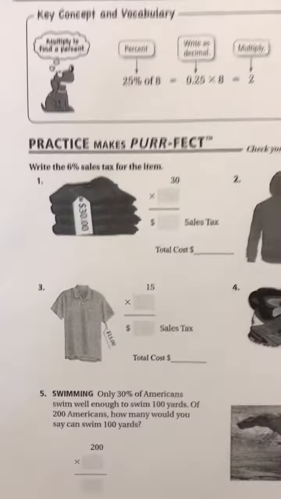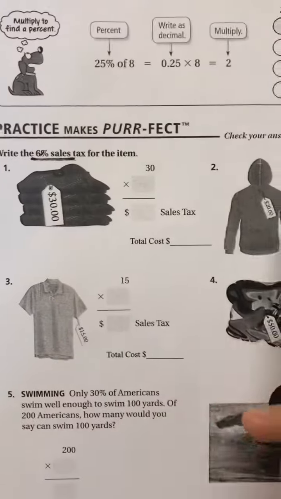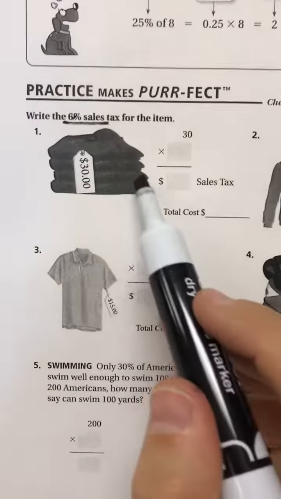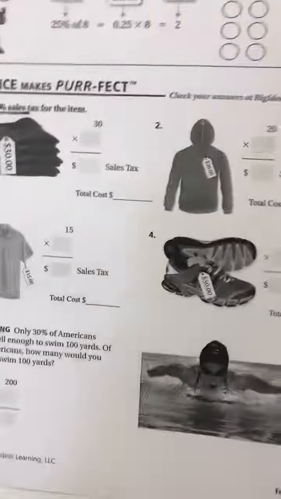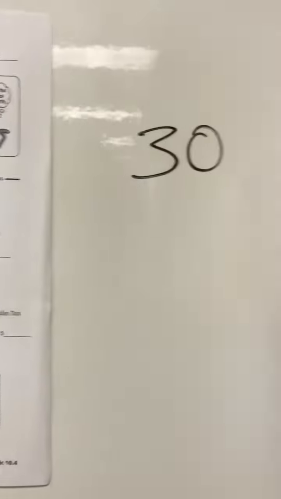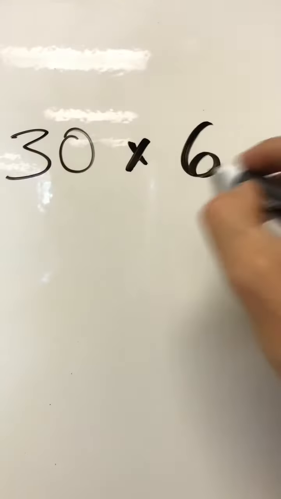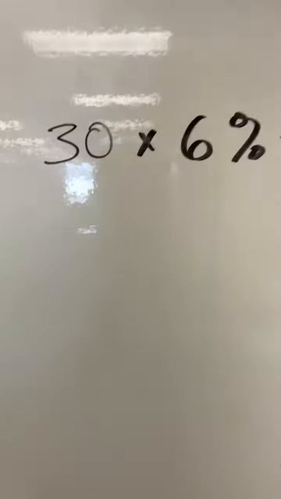So this is your homework, and I want to zoom in on question number 1. It says, write the 6% sales tax for each item. This first item costs $30, and we want to see how much 6% sales tax is going to be added onto that. So our problem is going to be $30, and we're multiplying this by 6%. We want to figure out how much we're adding on to this.